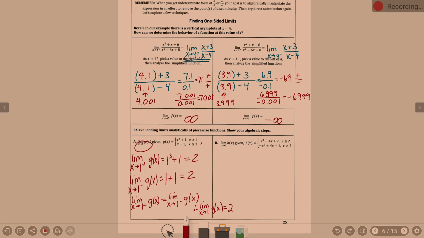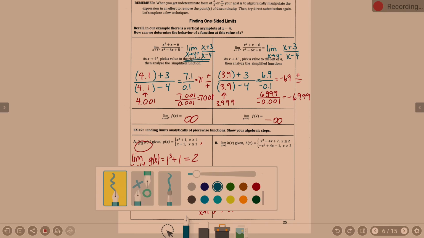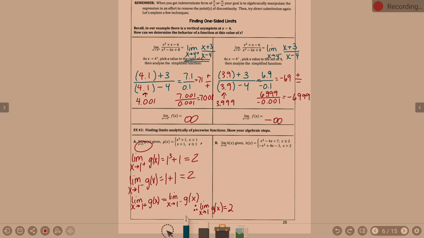Limit as x approaches 2 of h of x. They give us h of x, and what do you notice by coincidence? There's an x less than or equal to 2 and an x greater than 2. And realize it doesn't matter where the equal to is, does it? No, because we just care about the left versus the right. If there's no equal to, that would be fine also. So, look at the left and the right. Does it matter which I do first?